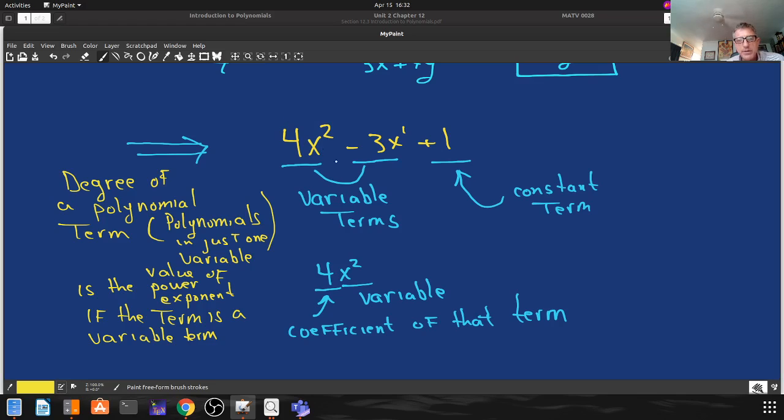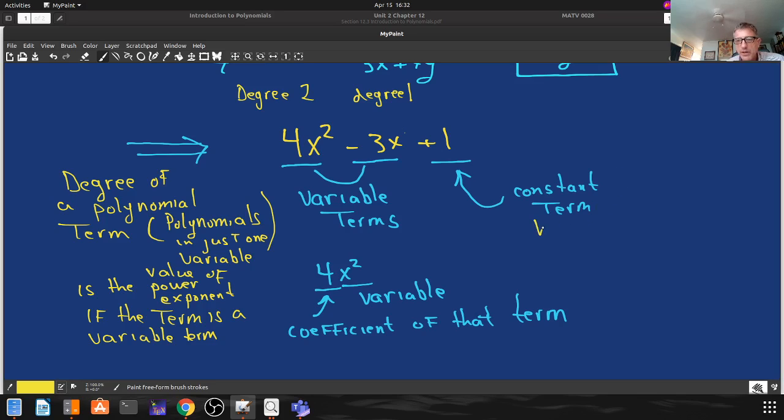So in this case, let's look at our variable terms. The 4x squared term has degree 2, because that is the value of the exponent. Here's our next variable term, minus 3x, and I wrote the 1 there just to remind you that it has indeed an exponent, so that's degree 1. And what about the constant term?